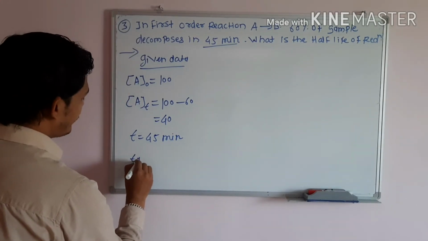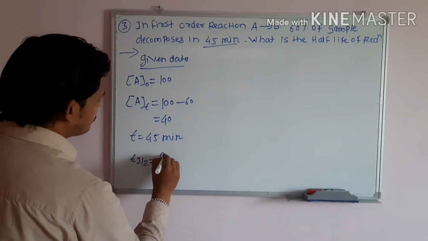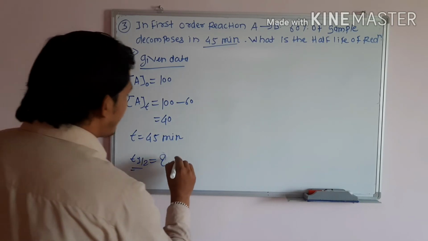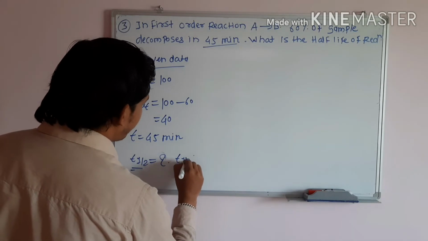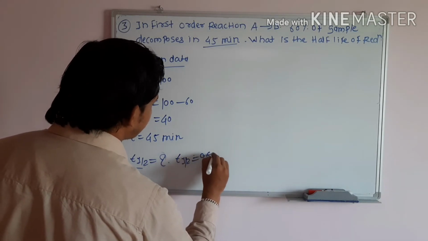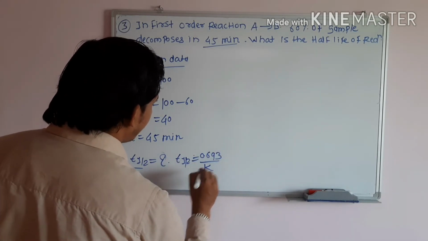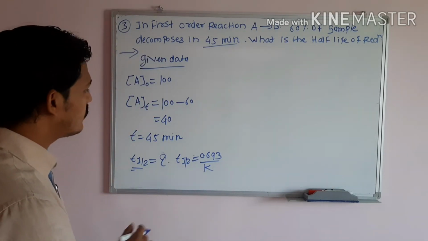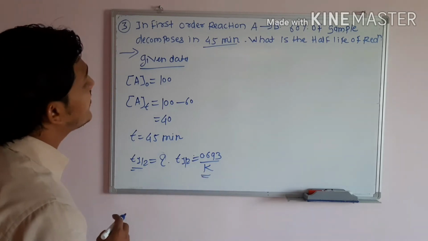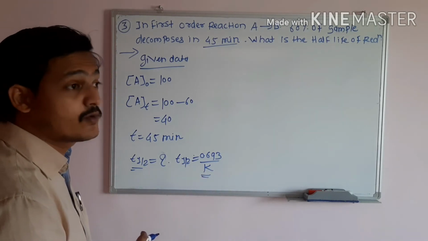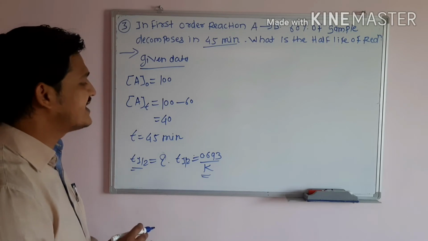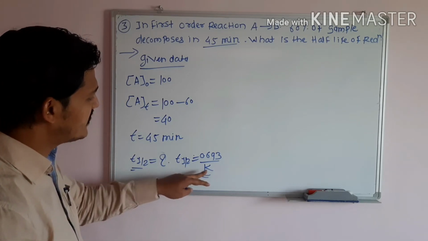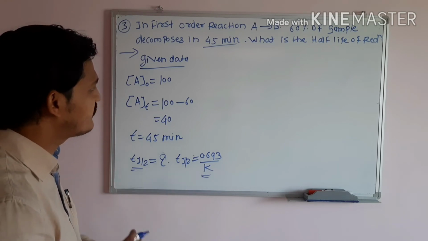So the formula of half life: t1/2 is equal to 0.693 divided by k. So what is the value of k? It is not directly given to us. So we have to calculate it manually by using the integrated rate law for a first order reaction. Then putting the value there, we will get the correct answer for half-life.